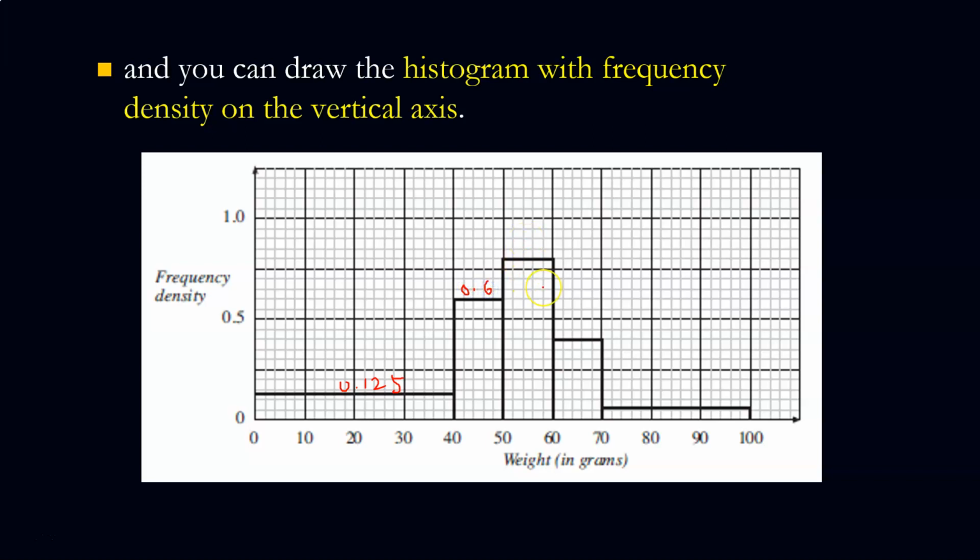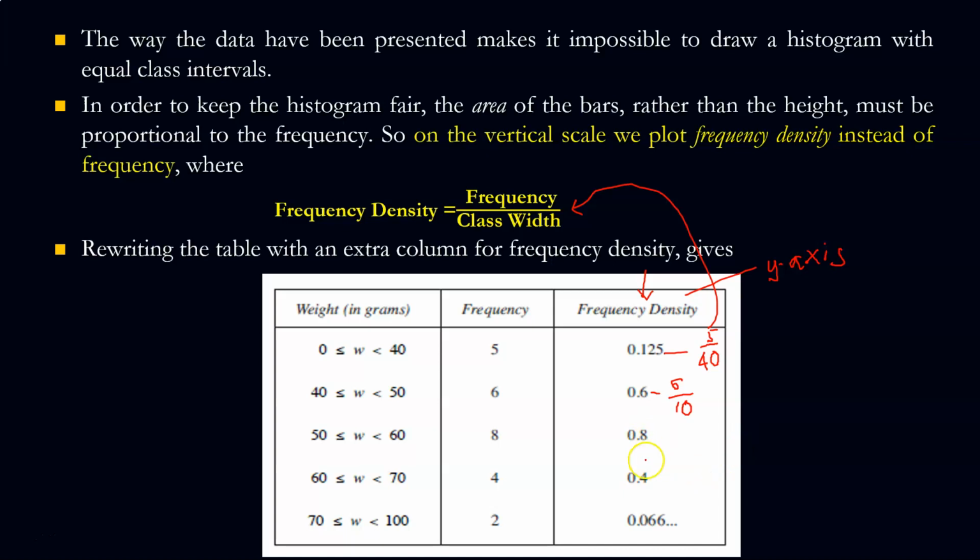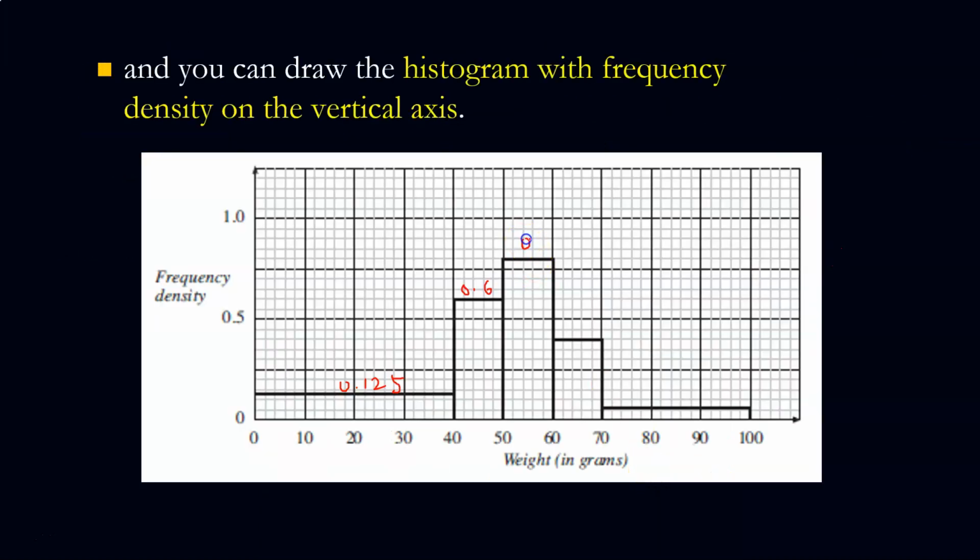And then for this one, you have 0.6. Again, for this one, you have berapa tadi? 0.8. This one is 0.4. This one is 0.066. Okay. So you can see that the bars over here are not equal. Dia tidak sama. Ada yang lebar macam ni, ada yang kurus sikit macam ni, and then ada lagi yang lebar macam ni. So this is actually a histogram, but for unequal class interval.